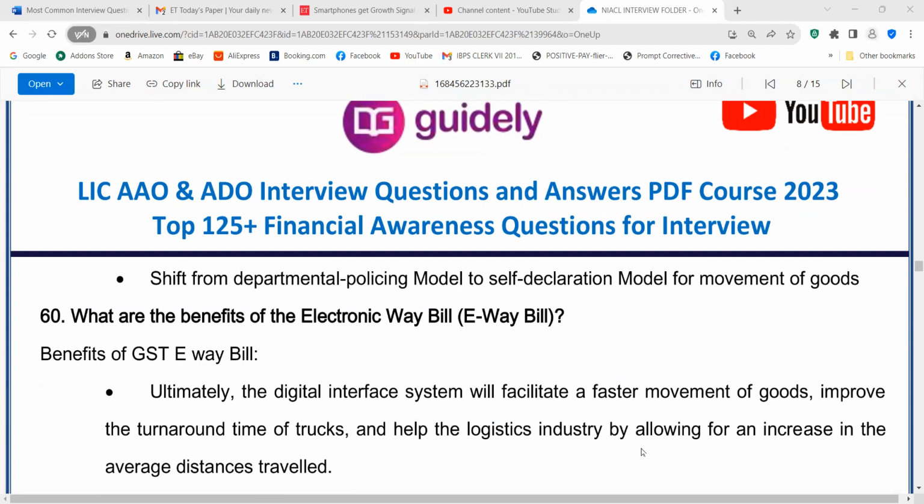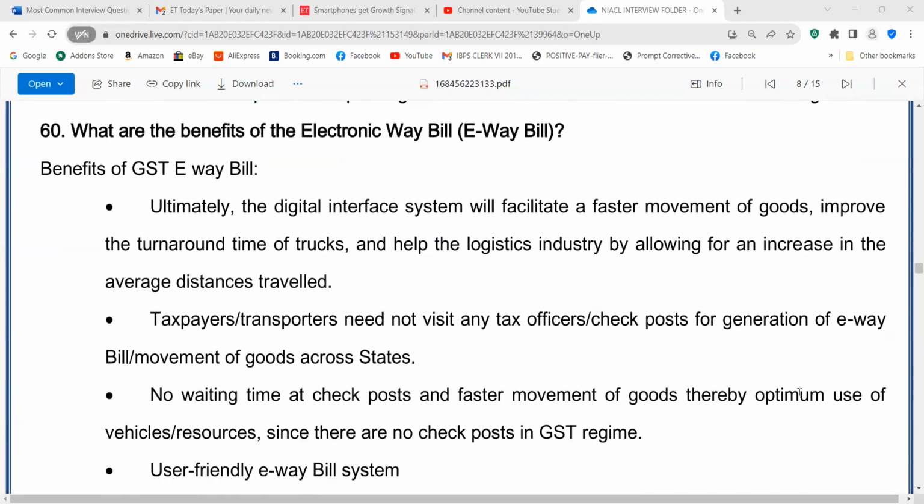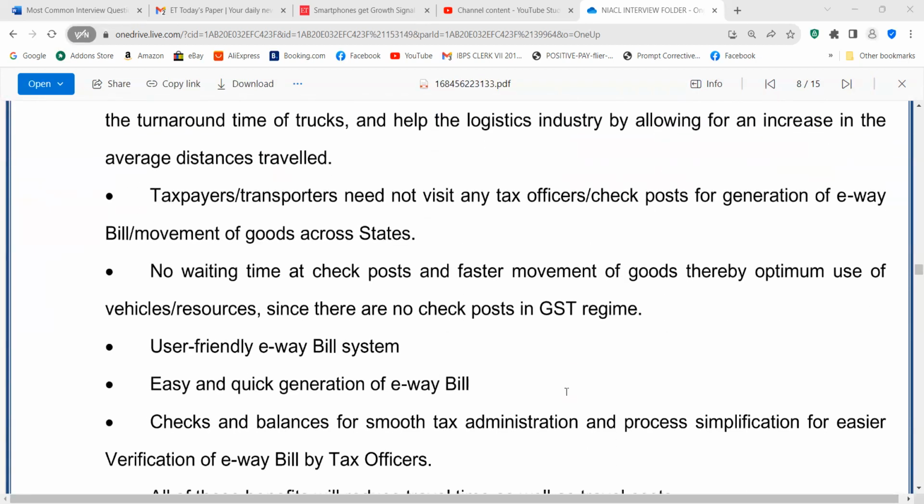Benefits of GST e-waybill are, first, the digital interface system, which facilitates faster movement of goods, improves the turnaround time of trucks, and helps the logistics industry by allowing for an increase in the average distances traveled. Second benefit is taxpayers need not visit any tax officer or check post for generation of e-waybill for movement of goods across states. Third benefit is no waiting time at checkposts and faster movement of goods, thereby optimum use of vehicle resources, since there are no checkposts in the GST regime.